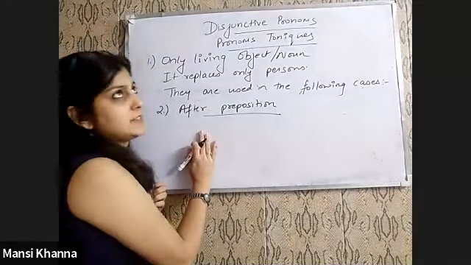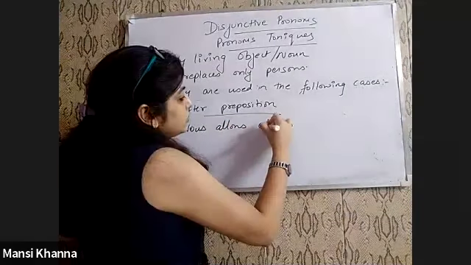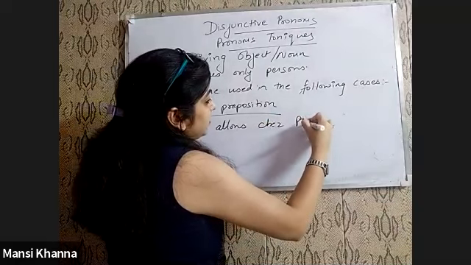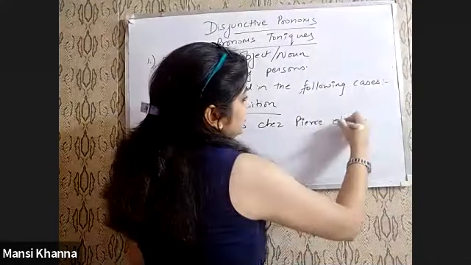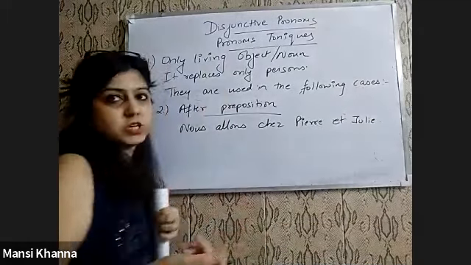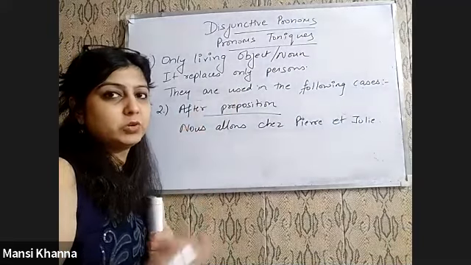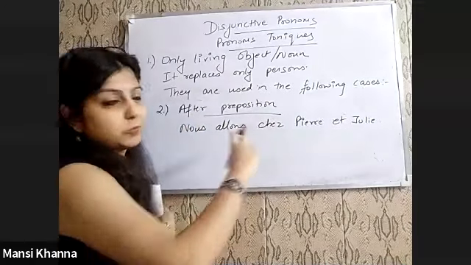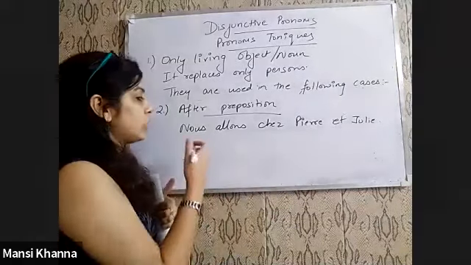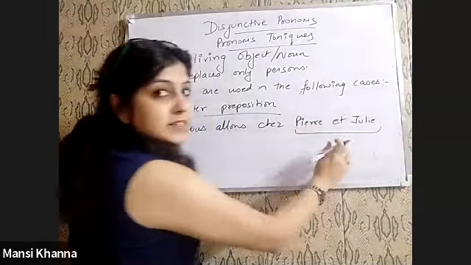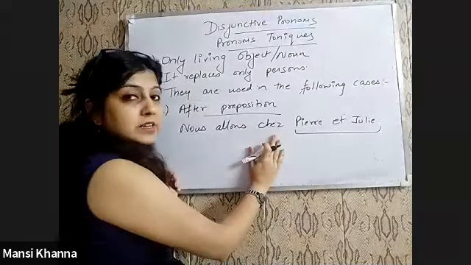Now, after a preposition, for example, Nous allons chez Pierre. Okay, we can have two people because I shared one person, a masculine singular example only in the previous one. So I am sharing one masculine and one feminine here. Nous allons chez Pierre et Julie. We're going to the place of Pierre and Julie. So what we can write here is, you can see this is living, the first condition is satisfied, and there is a preposition.